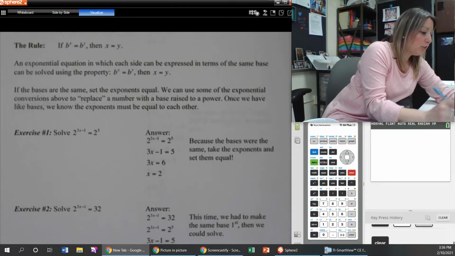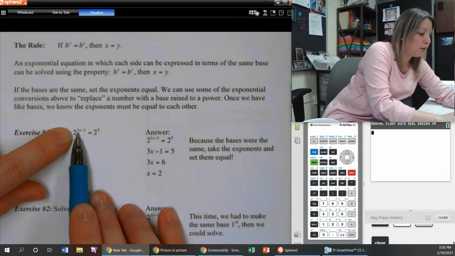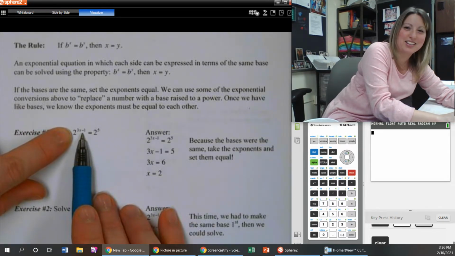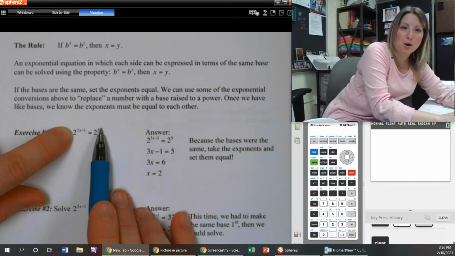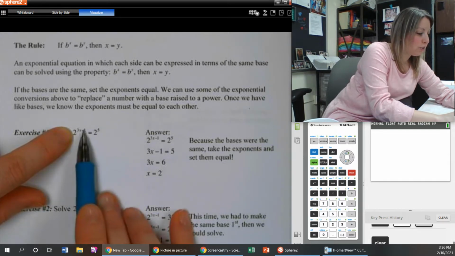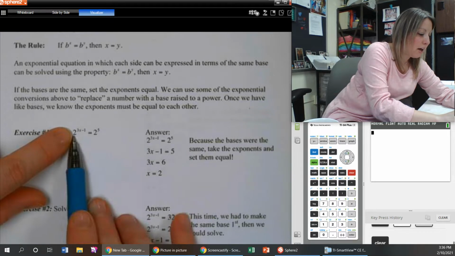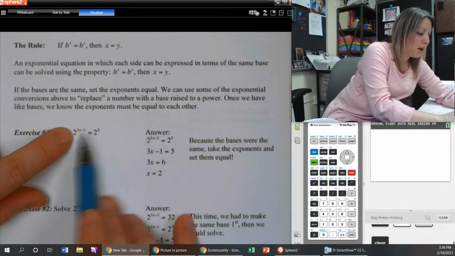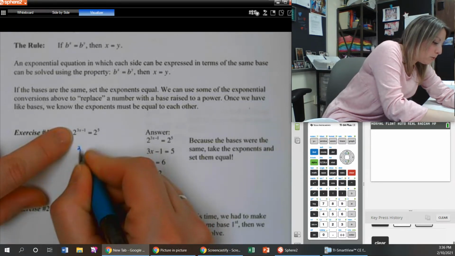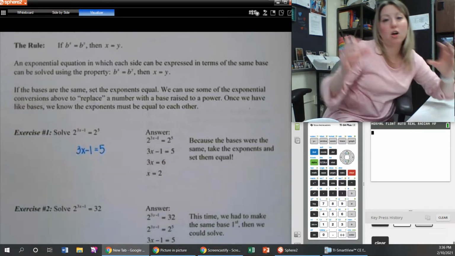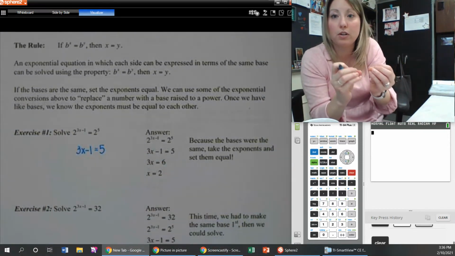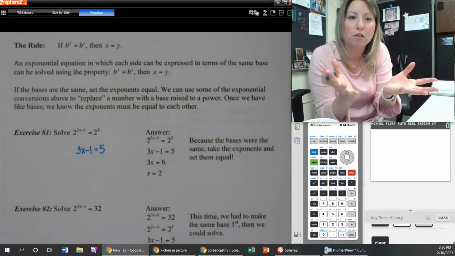So my exercise 1 is solve 2 raised to the 3x minus 1 equals 2 raised to the 5th power. Well, there's actually only an x over in this exponent, but I have exactly the same base. So that means these exponents must be equal to each other. So that's actually the only equation I'm going to solve. I just bring my exponents down in their own little equation and solve it.